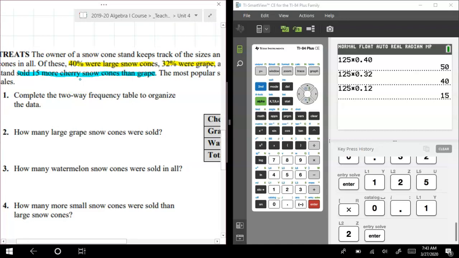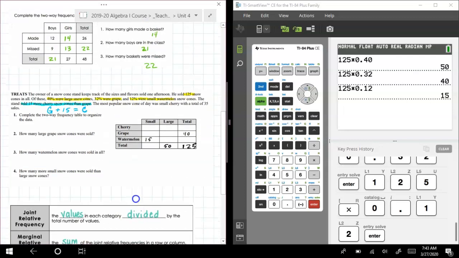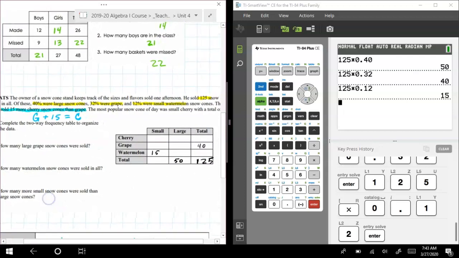We filled that information in. We know the stand sold 15 more cherry snow cones than grape. So 15 more cherry than grape. So however many grape was sold plus 15, and that equals the number of cherry. So what can I do with that? Well, I know the total grape is 40. No, I'm sorry. The total of small grape and large grape is 40. So we'll use this information when we need to.